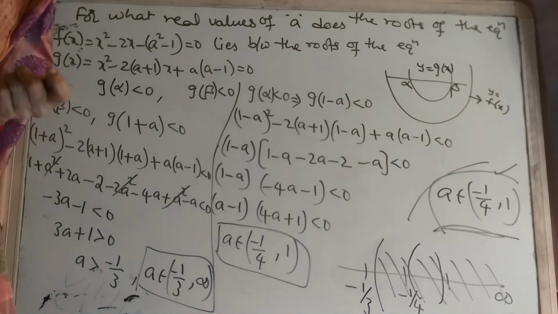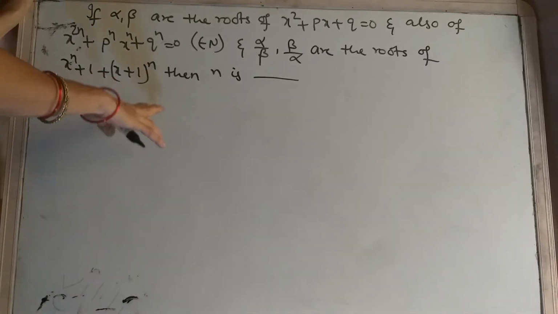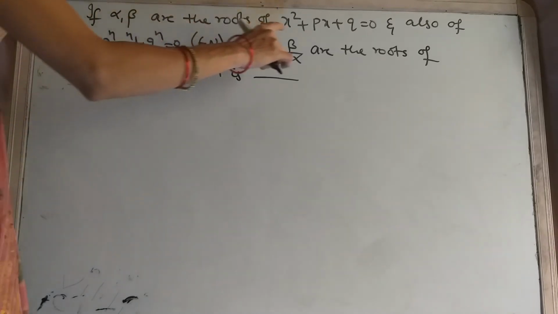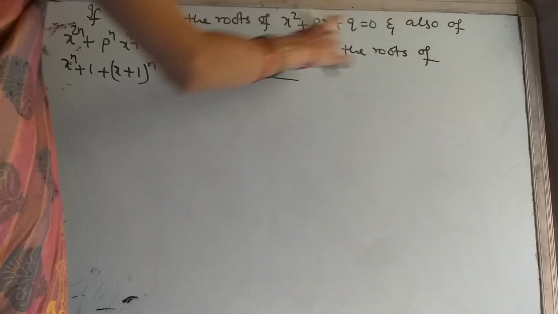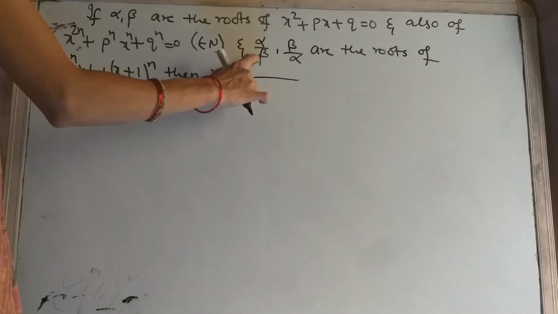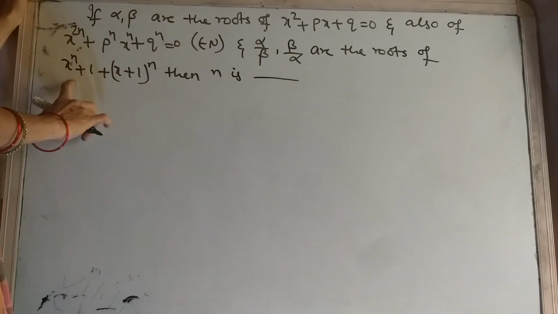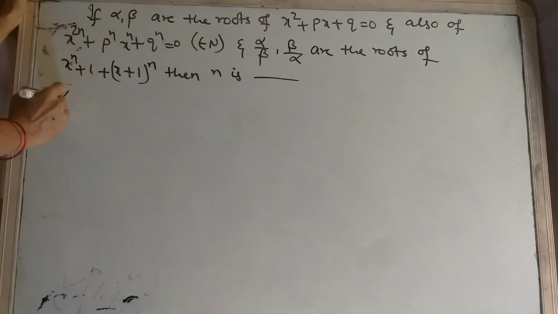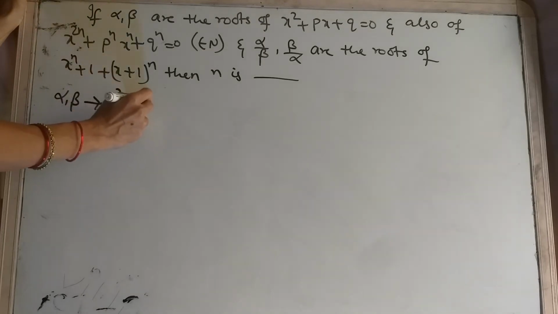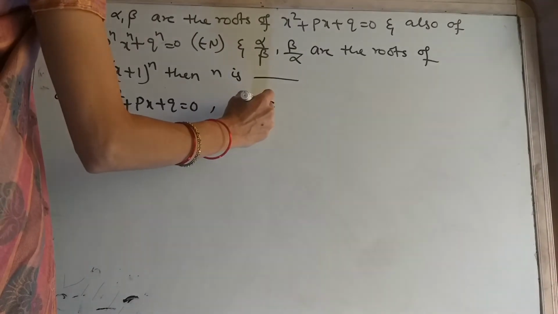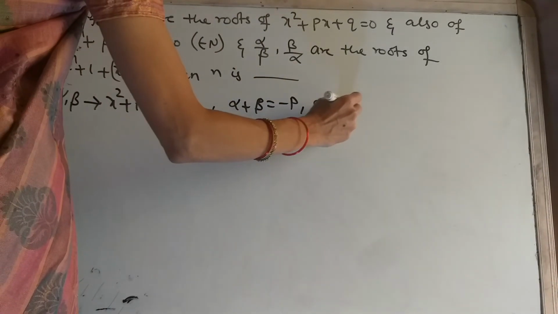Okay. So next sum. Yes, this is also one of the previous IIT model sums. If alpha, beta are the roots of x square plus px plus q equal to 0, and also of x power 2n plus p^n x power n plus q^n equal to 0, and alpha by beta, beta by alpha are the roots of this equation, then n equal to? This is the question. Here alpha, beta are the roots of the equation x square plus px plus q equal to 0. Then what you get? Alpha plus beta is minus p and alpha beta is q.